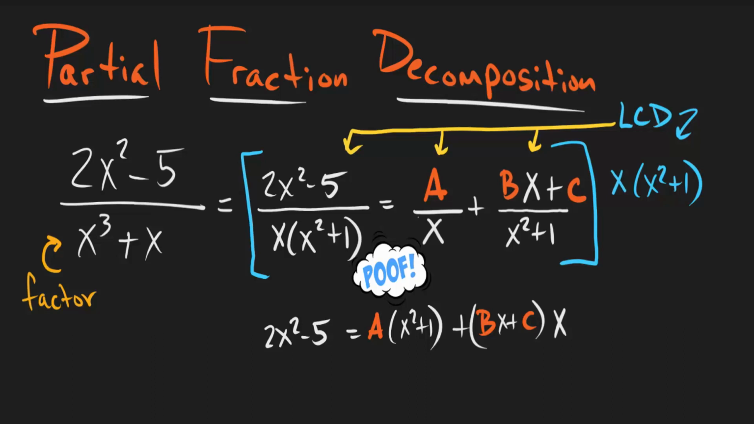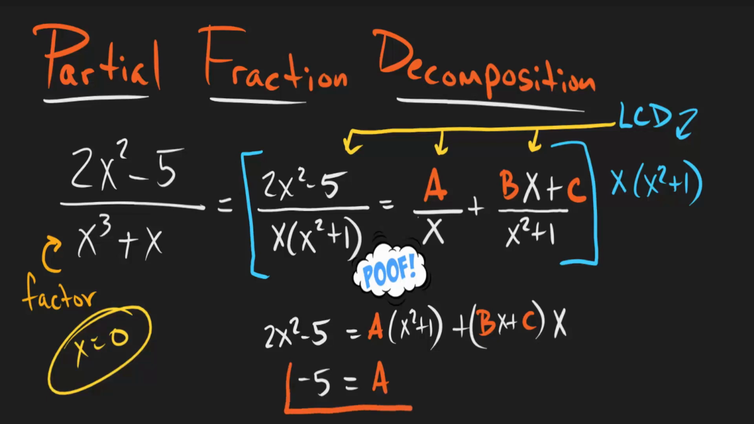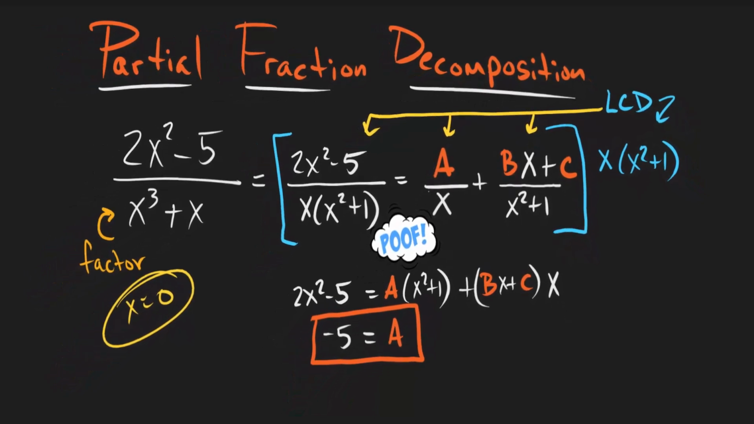So let's start with strategic substitution. I'm going to let x be equal to 0, and that works pretty well because when you plug in the 0, everything pretty much cancels out except on the left-hand side, we're left with a negative 5, and on the right-hand side of the equation, we're left with the a. So we've solved for a. So now I'm going to replace a with a negative 5.